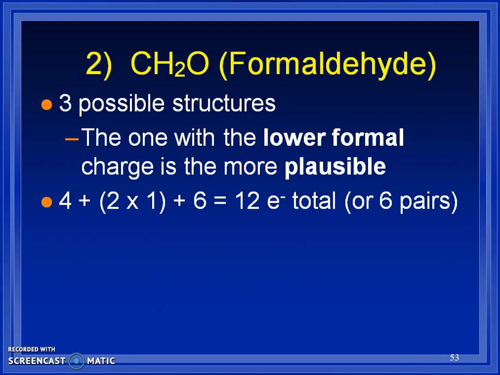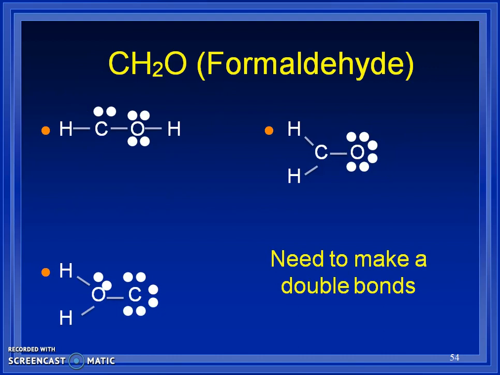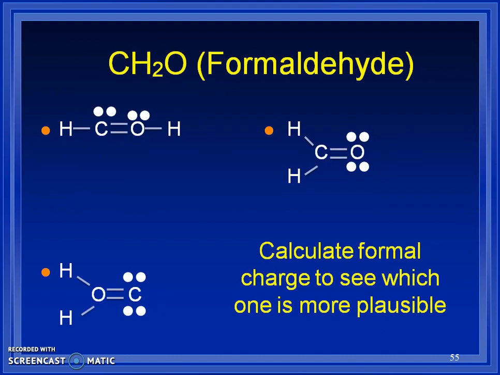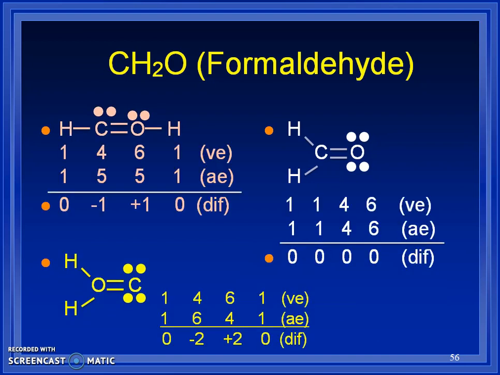Number 2, formaldehyde really has 3 possible structures. So pause the video and see if you can come up with the 3 possible structures. Hopefully you came up with something like this, but we need to have some double bonds there. Okay, so now that we have everything that we need, our 3 structures, let's come up with formal charges. So come up with the valence electrons that each of those atoms have, and then come up with how many electrons are assigned, and then do your subtraction. So hopefully you got these numbers.